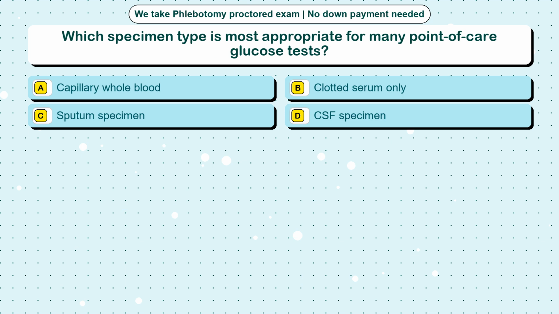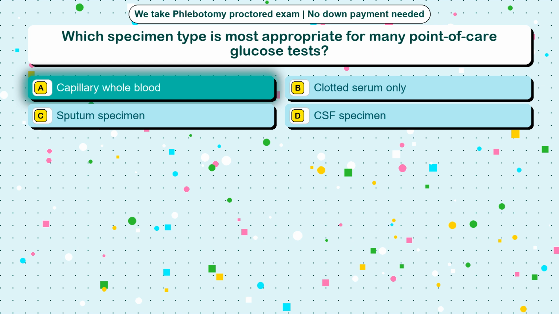Question 42. Which specimen type is most appropriate for many point-of-care glucose tests? Option A. Capillary whole blood. Option B. Clotted serum only. Option C. Sputum specimen. Option D. CSF specimen. The correct answer is option A.